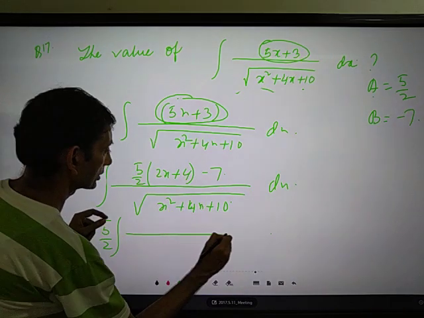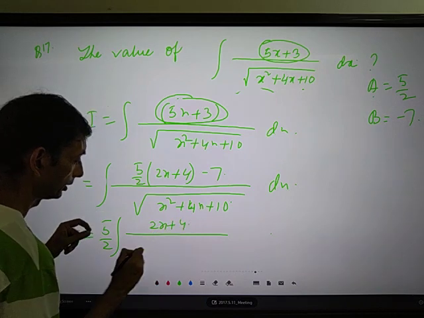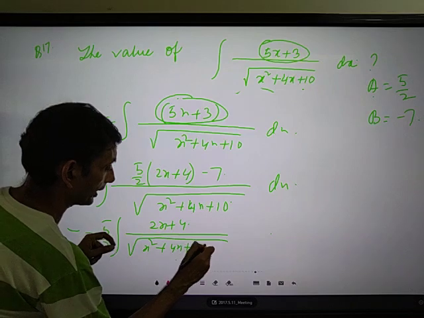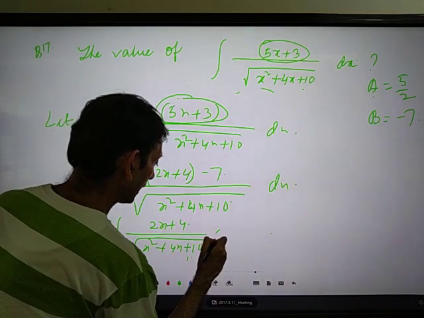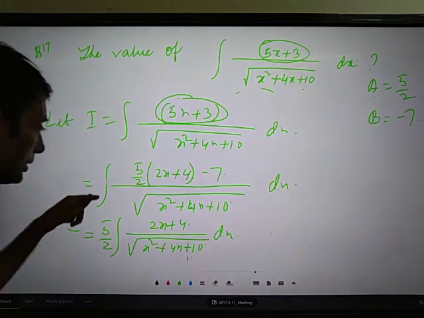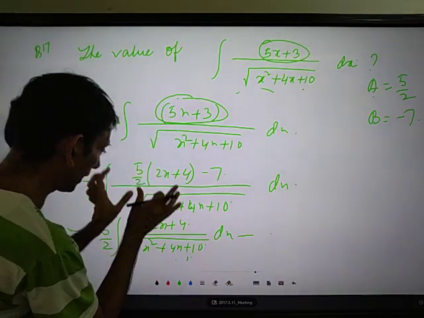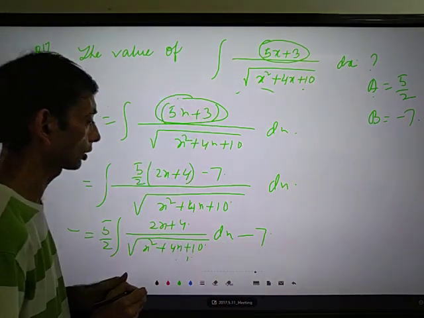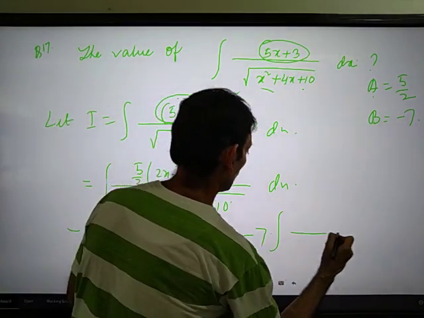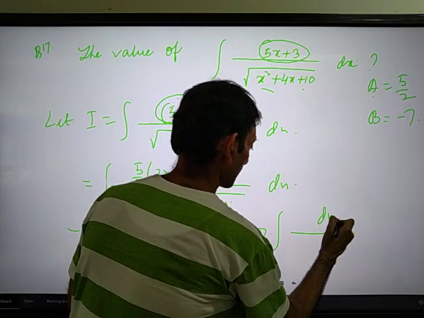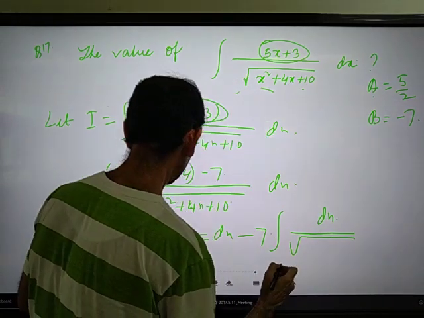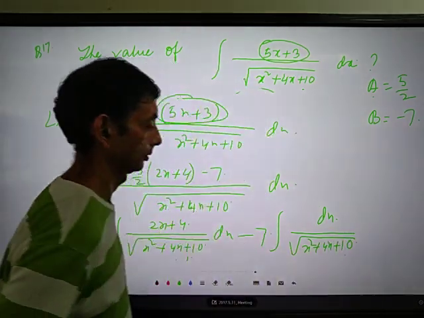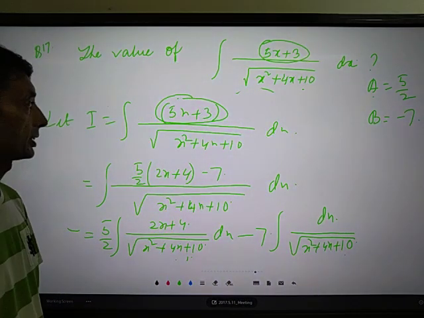Okay, this is twice x plus 4, then under root x squared plus 4x plus 10, dx. Then next, this divided by this gives us the first integral, and in the second integral you can take 7 common. Then integration of dx under root x squared plus 4x plus 10.